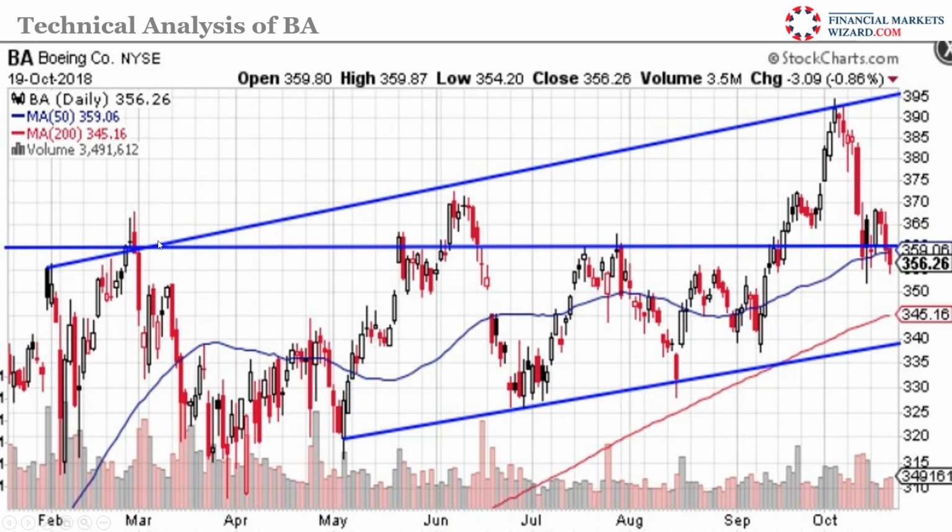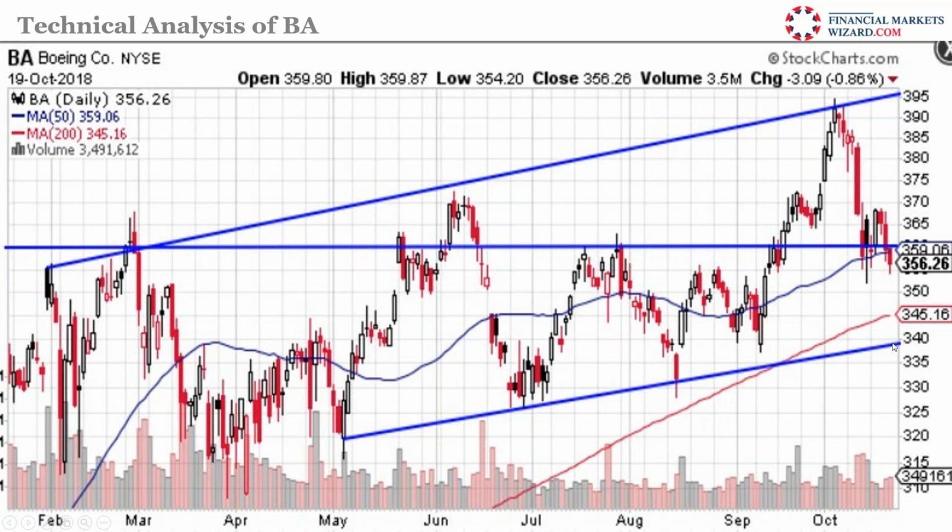The next is Boeing. Boeing was doing so well as if it would go to the moon, and it touched 395 and then it collapsed. Again, it's my belief that this is a support line, the blue horizontal line, and then the 50-day moving average, it broke it. So what is stopping Boeing from going down further? It can go down to 345, which is the 200-day moving average.